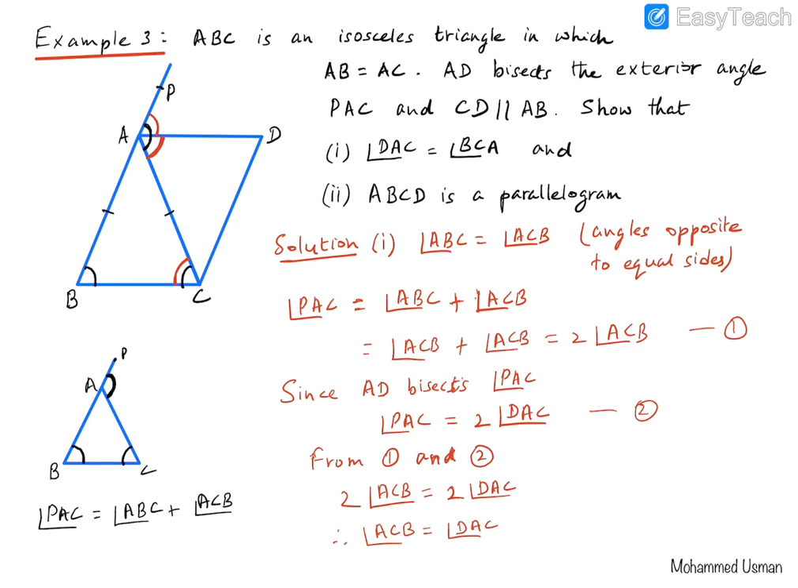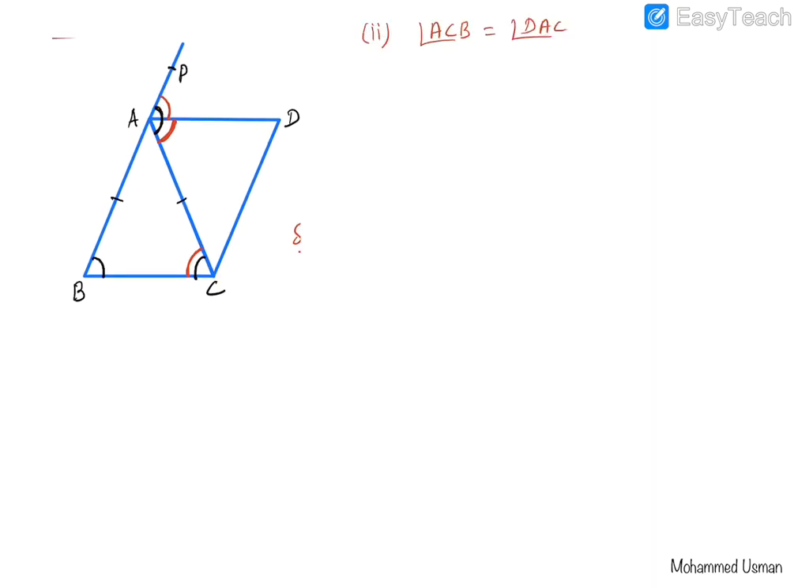Let me write that on the next page. Since these two angles, ACB and DAC, are equal, they are alternate angles for the two lines AD and BC cut by the transversal AC. Using this we can show that ABCD is a parallelogram, because we already know from the question that AB and CD are parallel. We only need to show that BC and AD are also parallel, which we can prove by the alternate angles rule. So let's go ahead and do that.